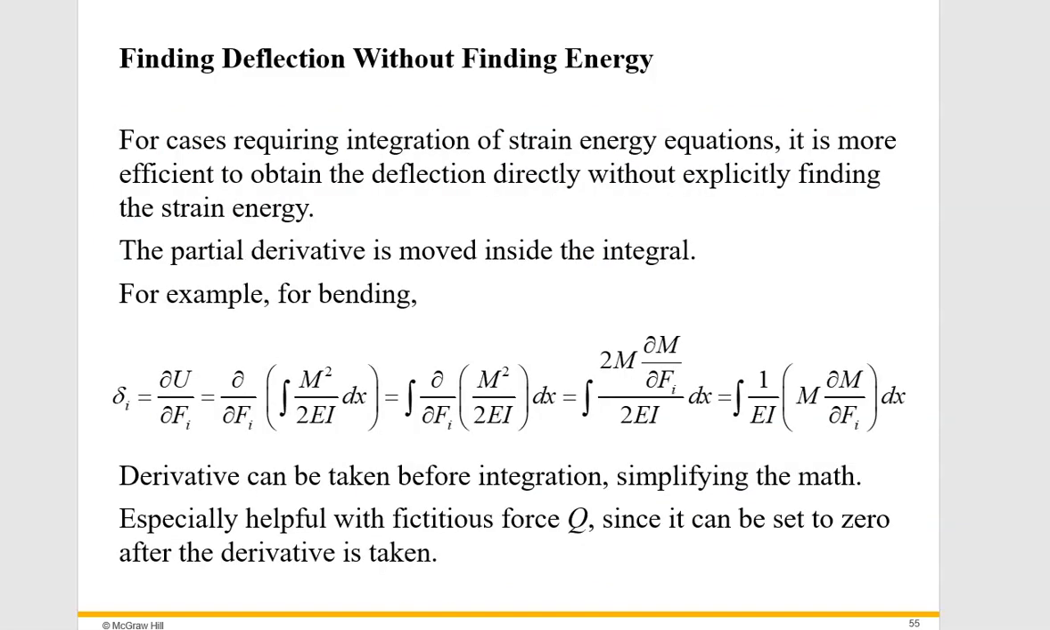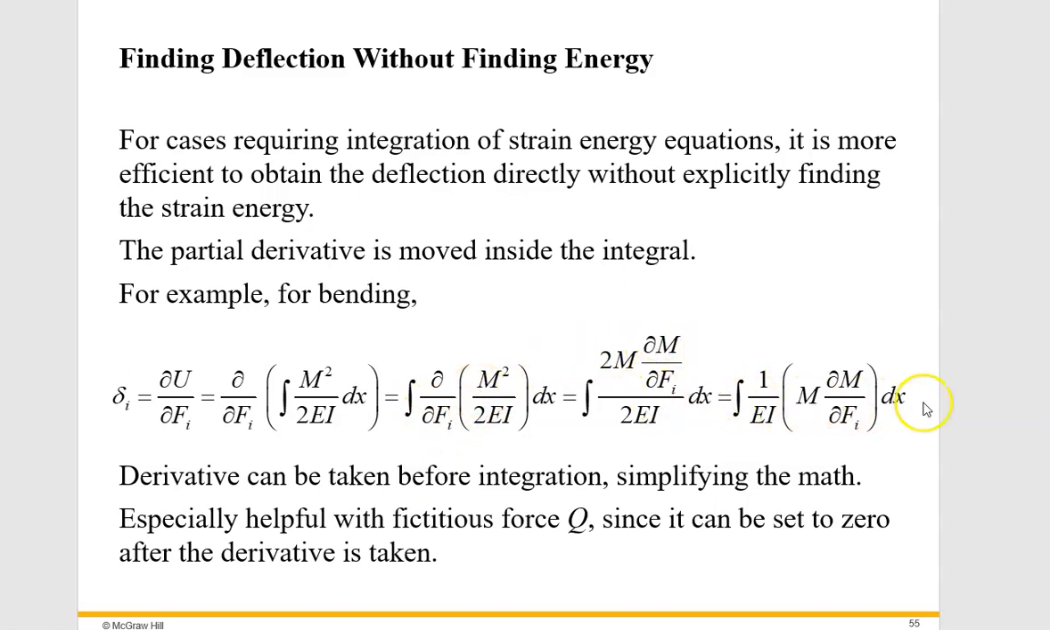The final piece here that we're looking at is the fact that we can skip a step in using Castigliano's theorem. By describing the deflection as the derivative of the energy with respect to a specific force, this is the deflection due to a particular force, I can rewrite this, given that this is the definition of energy for bending moment, for example, and then I can evaluate my partial derivative with the only thing that's changing here with respect to the force, and that is the moment.